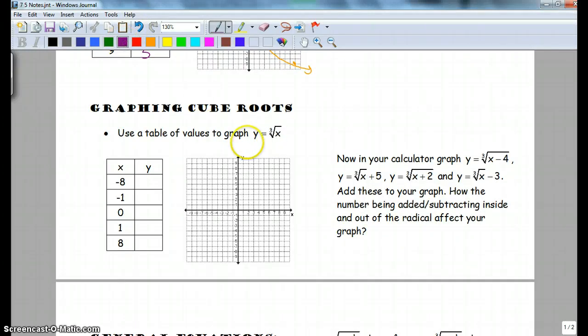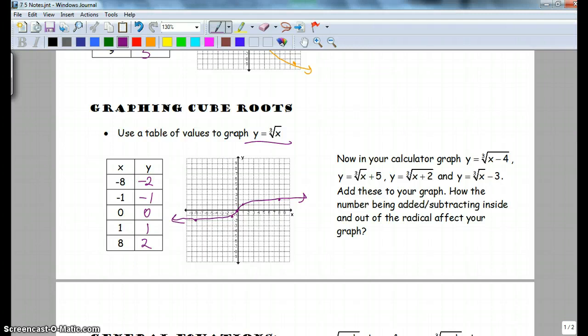All right, let's talk about the parent graph of y is equal to cube root of x. The cube root of negative 8 is negative 2. Cube root of negative 1 is negative 1, 0, 1, and 2. So plot those points really quick. Negative 8, negative 2. Plot those points. And it should look like that.